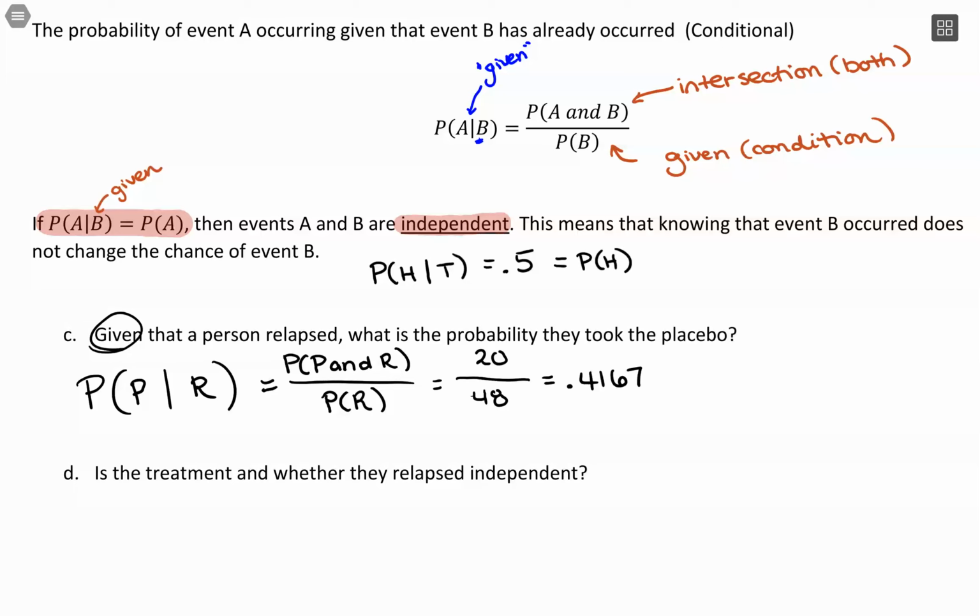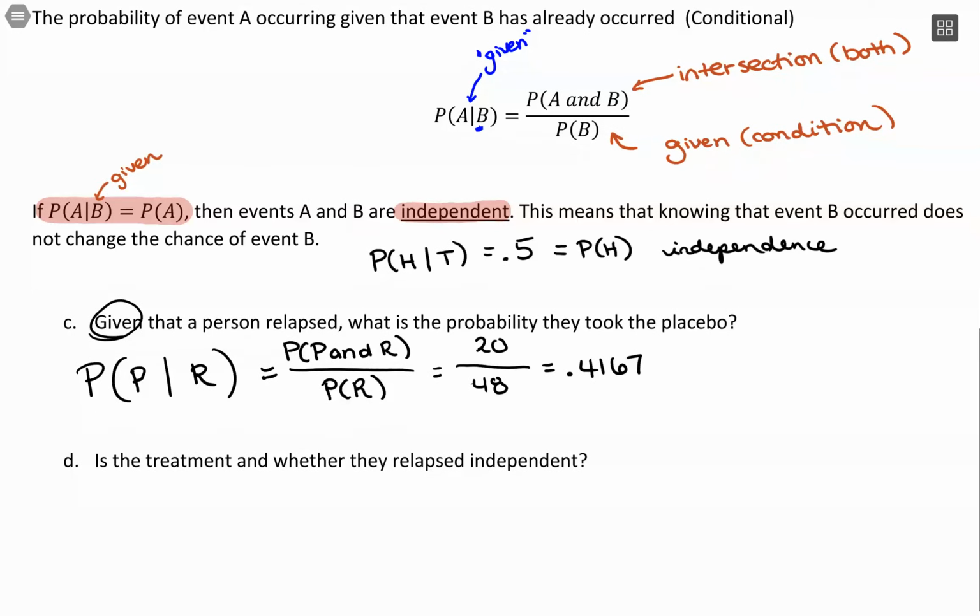I didn't need to say that I'd already seen tails because it's not changing anything. It doesn't matter what's already happened. The probability of flipping a coin and seeing heads is 50%. So this would prove independence. If they come out different, then they're not independent. If this changed in some way, kind of like we saw with drawing jelly beans without replacement, if those probabilities change trial to trial, then it's not independent. We'd have some dependence going on.